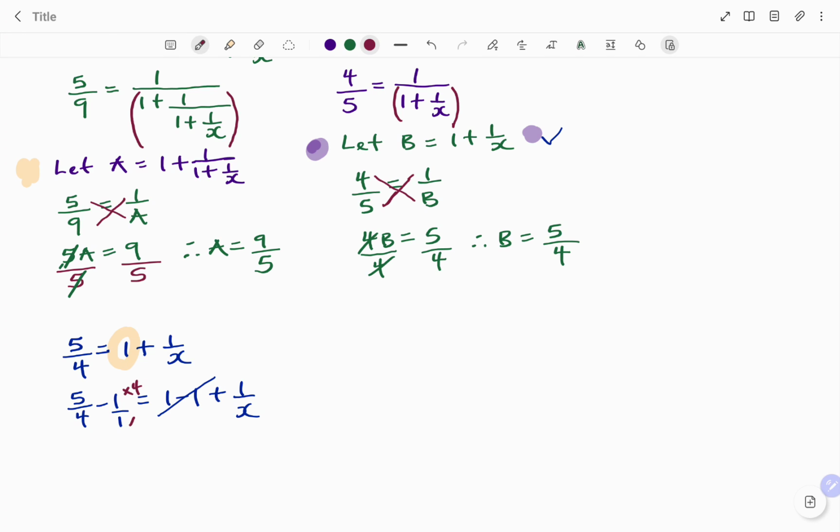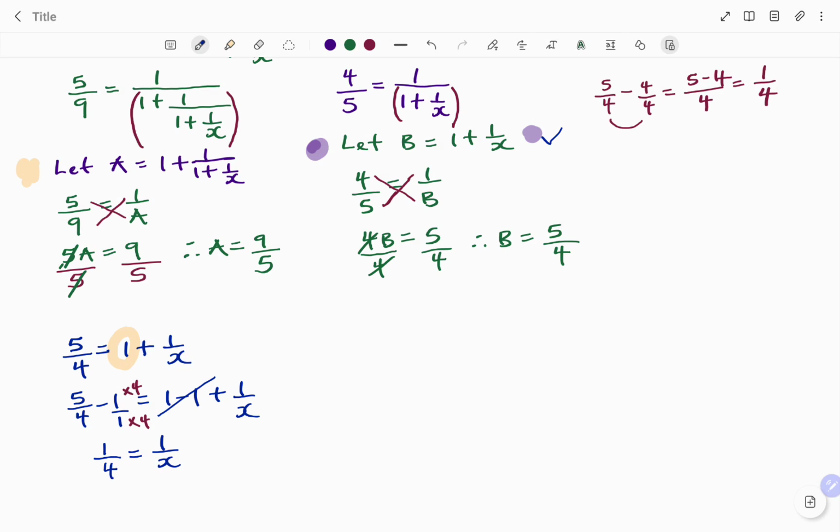If I multiply both the numerator and the denominator by 4 in order to have the same denominator, I have 5 over 4 minus 4 over 4. The denominators are the same, so I have at the top 5 minus 4. That will be 1 out of 4. So if I go back, I have 1 over 4 is equal to 1 over x.